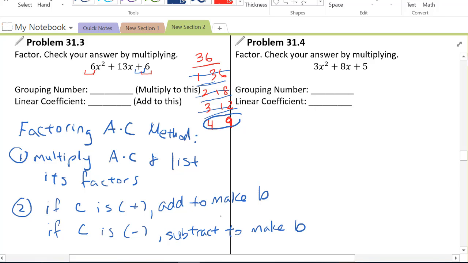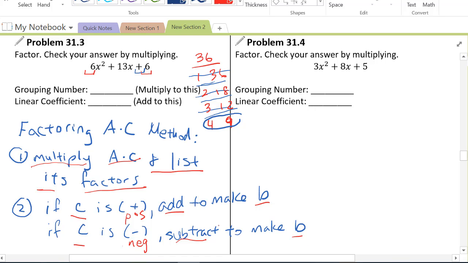And then you'll see how the rest of the method works. But the key steps are, first, multiply A and C, then list its factors, like what we did here with the 36. And then if C is positive, we add to get the B term. But if C is negative, we subtract to make the B term.